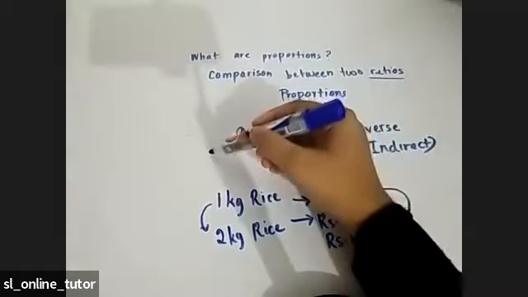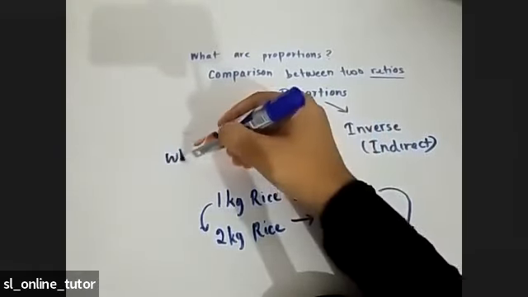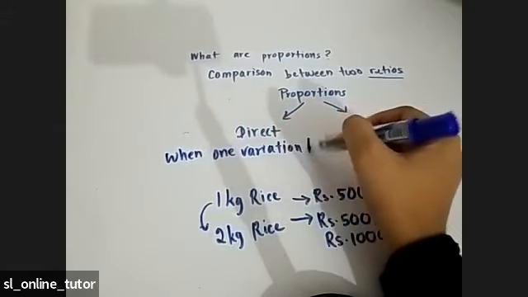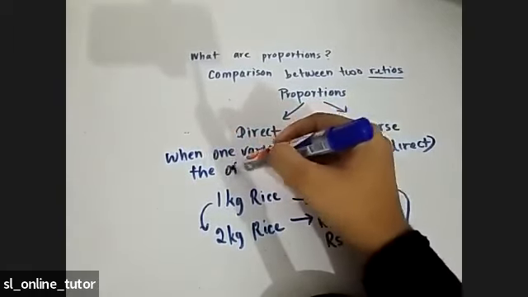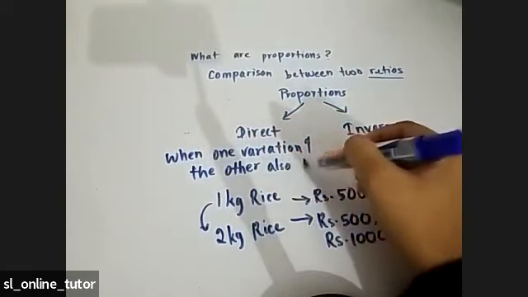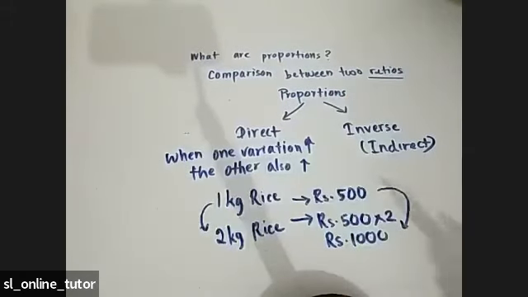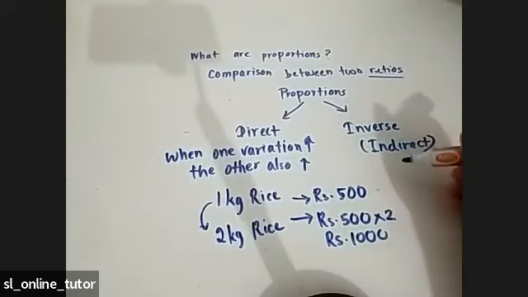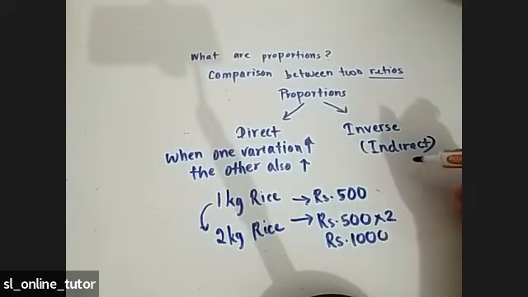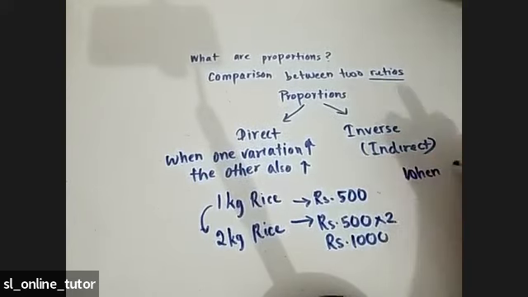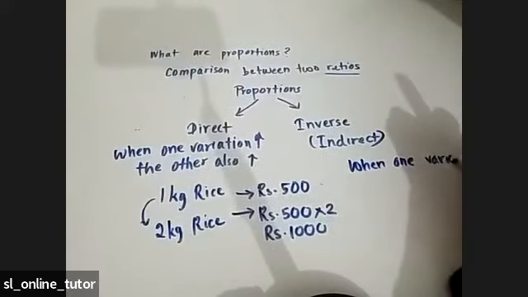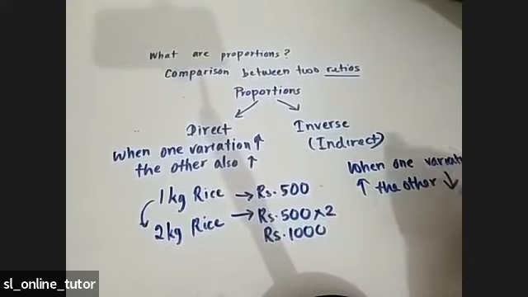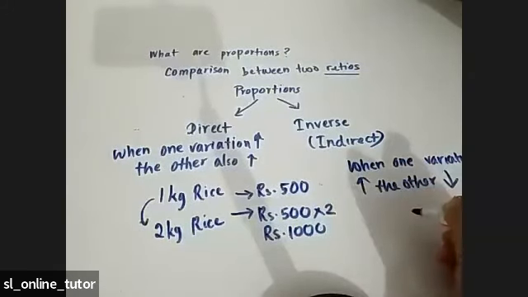So what happened is, when one variation increases, the other also increases. This is called direct proportion. Both the variations are increasing. So now you can understand what is called indirect, or in other words, inverse proportion. Inverse proportion means when one variation increases, the other decreases. So for example, can you tell me one example?